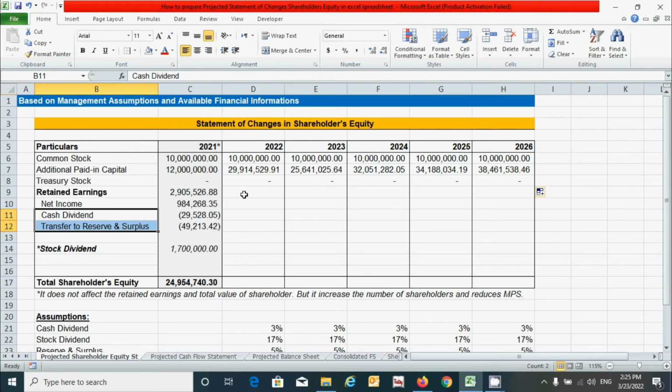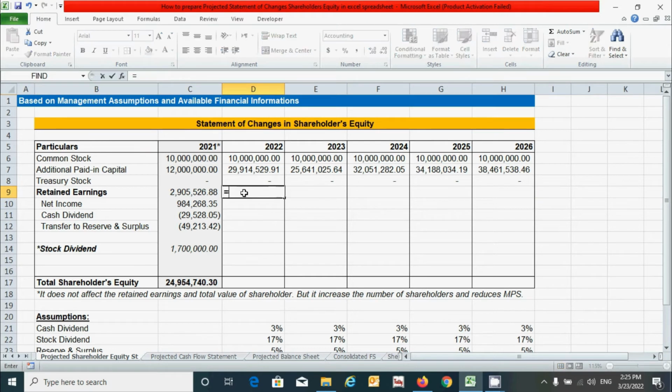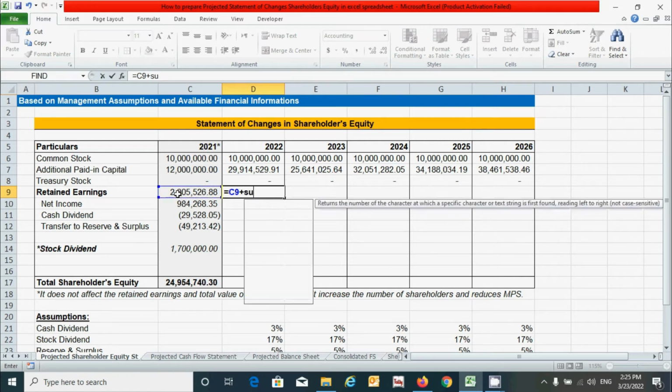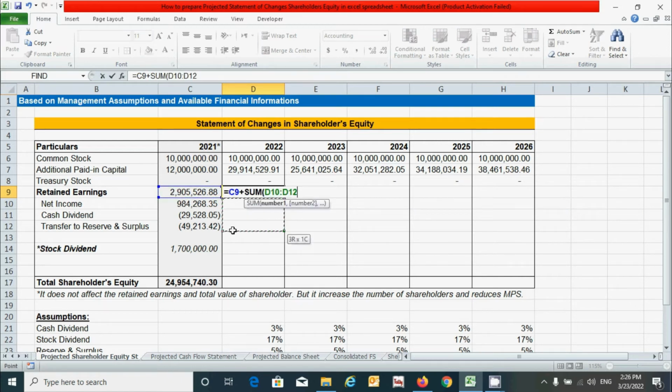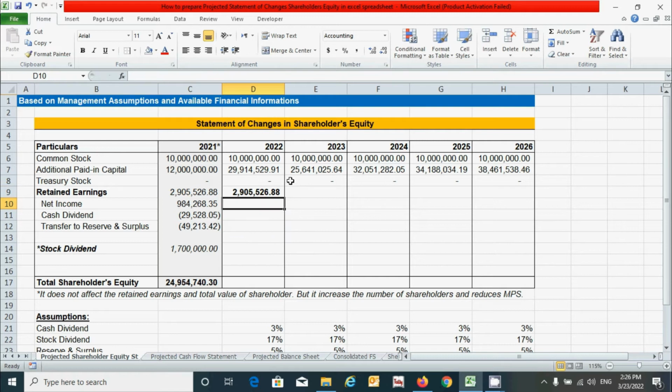Okay, so let's calculate. So click here and press the equal to sign. Now click this one to get the existing net retained earning amount, plus write the sum function. Now press the tab and select from here to here, and now press the close parenthesis, and now press the enter key. Alright, now click here. Now drag from here to here.